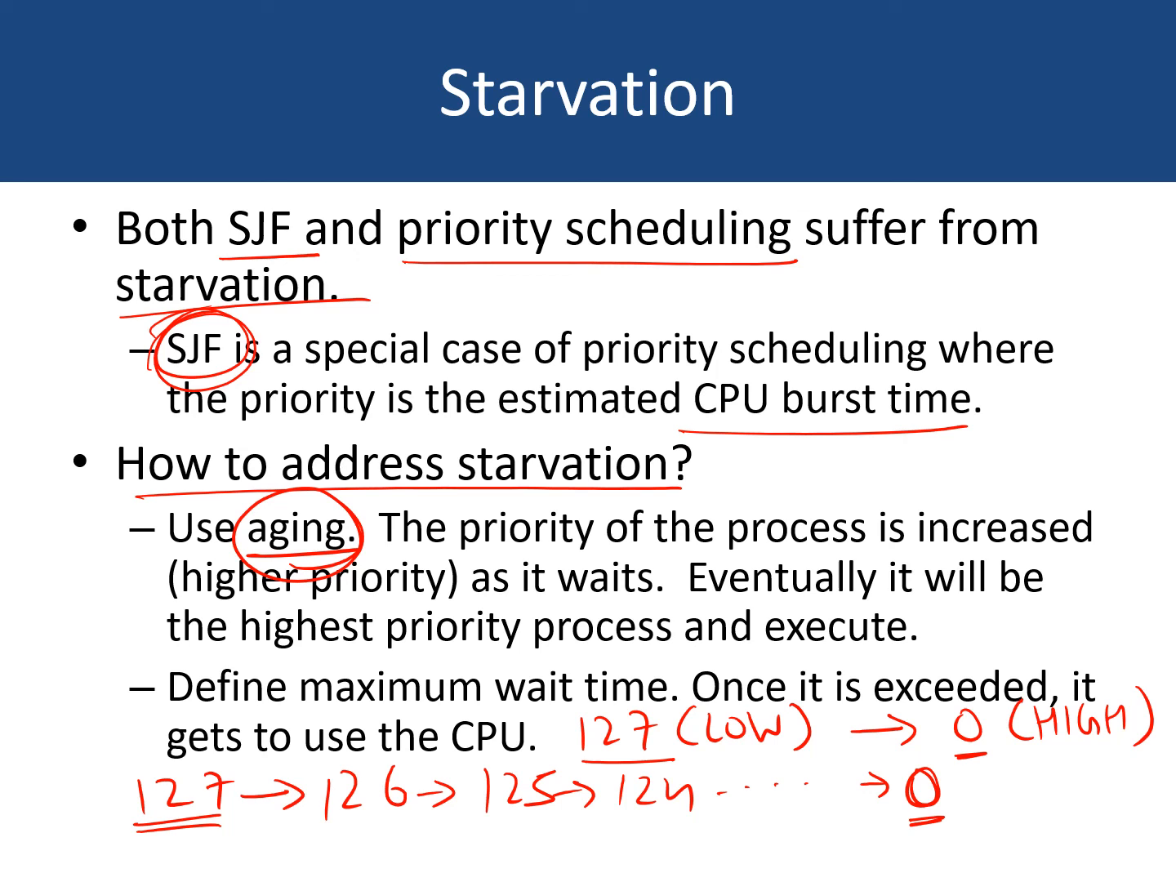Now, another simple solution to address starvation would be to define a maximum wait time in the system. So for example, let's say we define this maximum wait time to be 3 minutes. Once a process has crossed this maximum wait time without getting any chance to execute on the CPU, its priority can be set to the highest, and at that point it will immediately get to execute on the CPU.